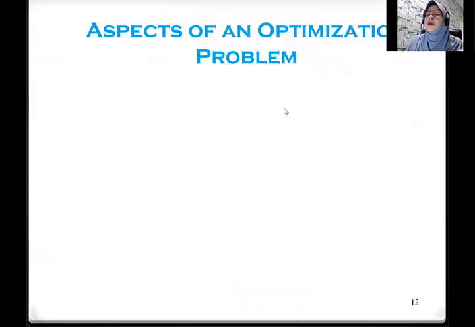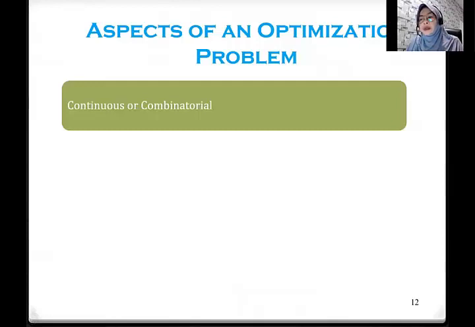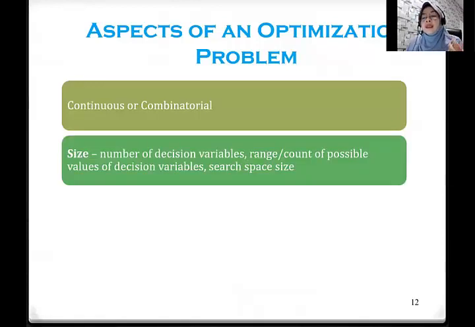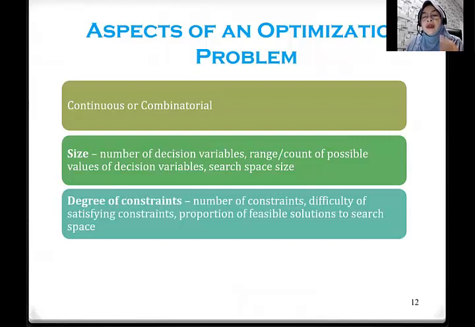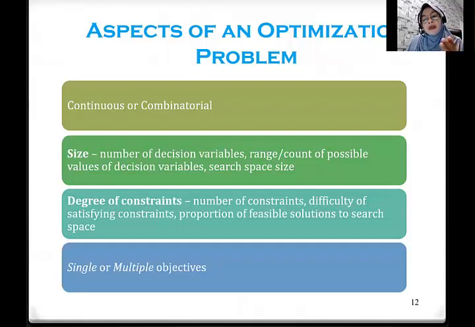So what are the aspects of an optimization problem? Continuous or combinatorial problem? The size of the problem depends on the number of decision variables, the range or count of possible values of the decision variables, and the search space size. The degree of constraint is determined by the number of constraints, the difficulty of satisfying the constraints, and the proportion of feasible solutions to the search space. So are we dealing with a single or multiple objective? That means, are we solving a single objective problem, or are we solving for many objectives?